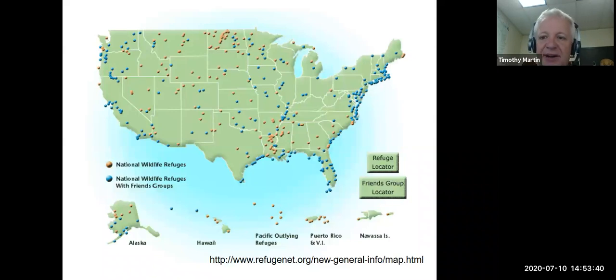This is a map of U.S. National Wildlife Refuges, and those are managed by the U.S. Fish and Wildlife Service. U.S. Fish and Wildlife Service is also in the Department of the Interior, and their mission is working with others to conserve, protect, and enhance fish, wildlife, and plants and their habitats for the continuing benefit of the American people. Okay? This is a fish and wildlife focused agency.